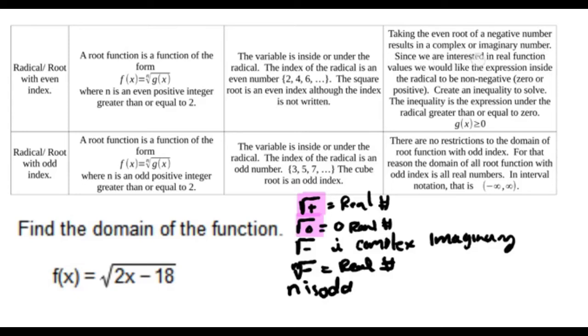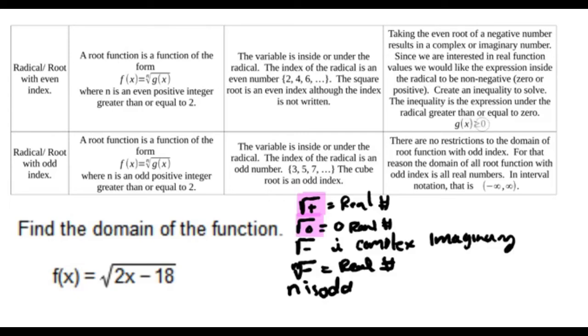Since we're interested in real function values, we would like the expression inside the radical to be non-negative, 0 or positive. We're going to create an inequality to solve, and that inequality is the expression underneath the radical greater than or equal to 0. So we've made g of x the expression that's underneath the radical, and we want that to be greater than or equal to 0.